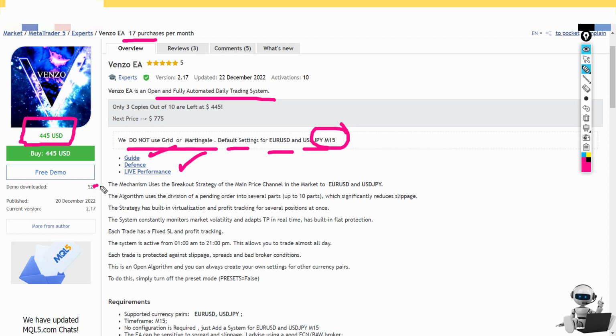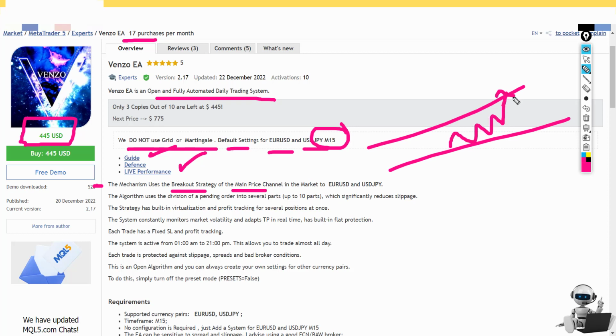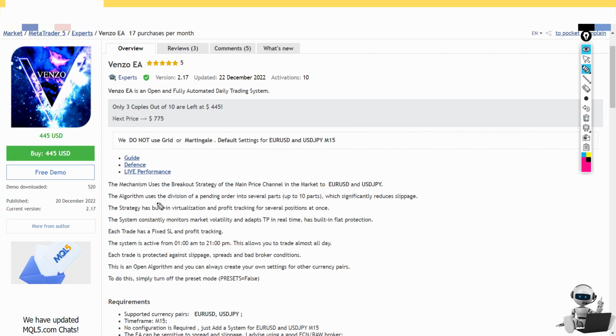So the mechanism of this EA is a breakout system on the main price channel. We have a channel, and whenever the price hits a certain resistance or support, the breakout will be activated, and it will divide the trade into pending orders, several parts, up to 10 parts for each pair. This will help to reduce the slippage as well, which is very important. The strategy has built-in virtualization, so I think it means it will hide take profit and stop loss from the broker, which is a very important feature.